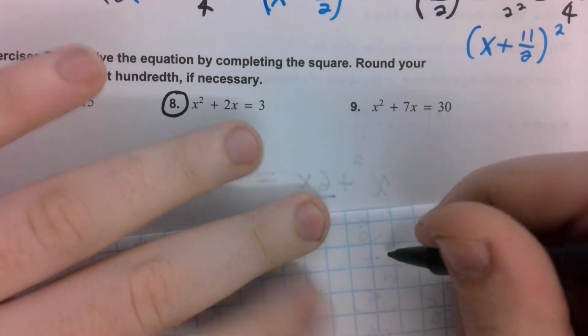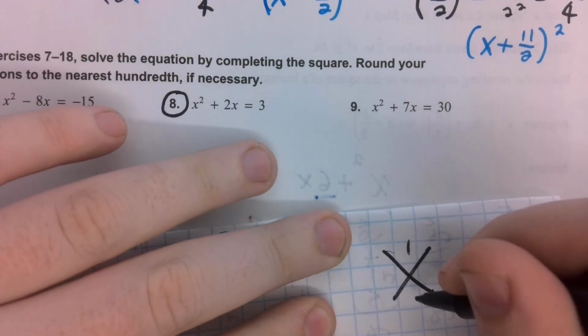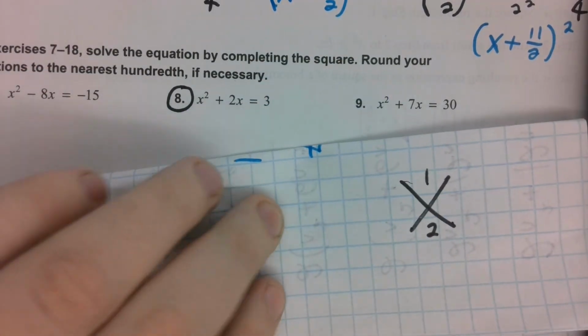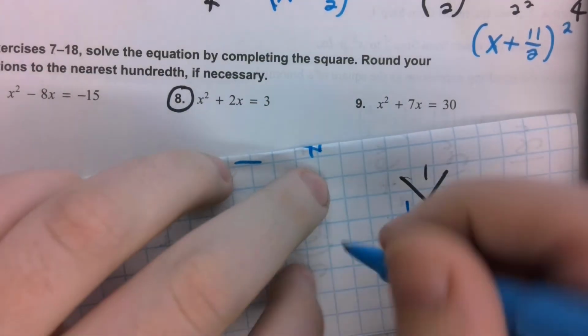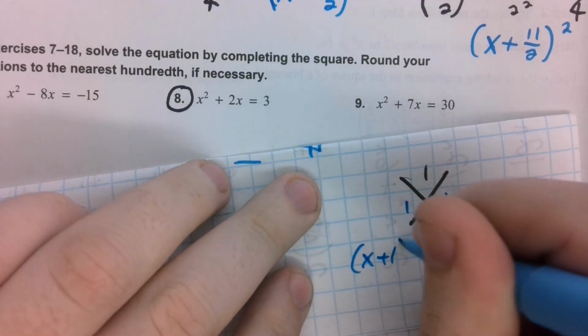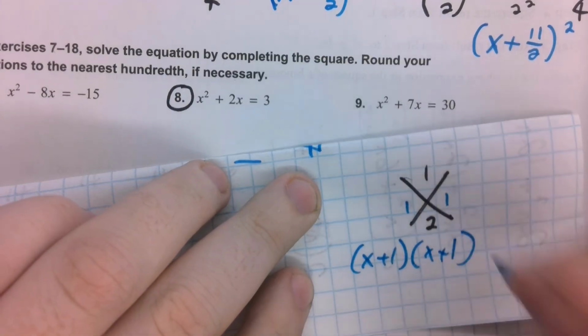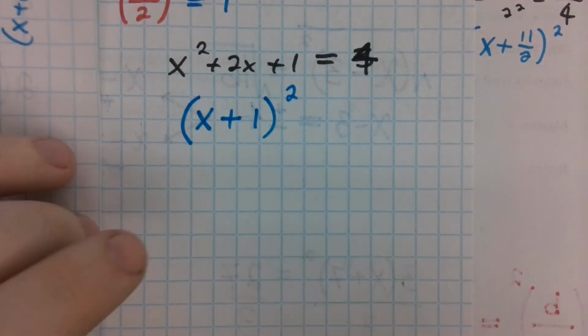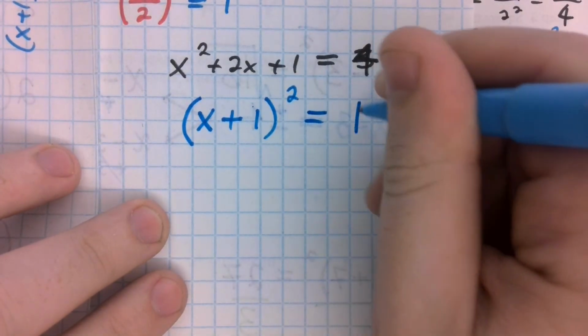Don't believe me? If we factor this the normal way by setting up a combinator, we put 1 on top, 2 on bottom. We know that 1 times 1 is 1, 1 plus 1 is 2. So it's x plus 1 times x plus 1, which you can rewrite as, oh, look at that, x plus 1 squared. Mr. Strager does not lie.